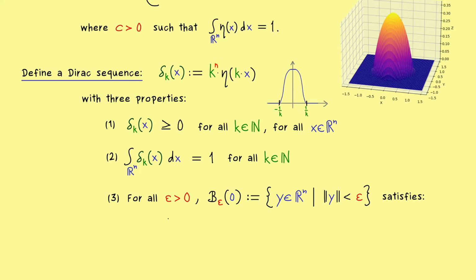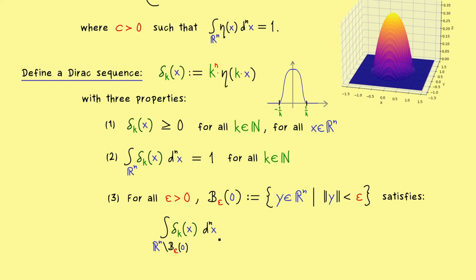And there we can consider the integral over delta_k. Actually, the better way is to look at the complement of this epsilon ball. So we integrate over everything except the small neighborhood around the origin. And please don't forget, all the integrals we consider here are n-dimensional integrals.